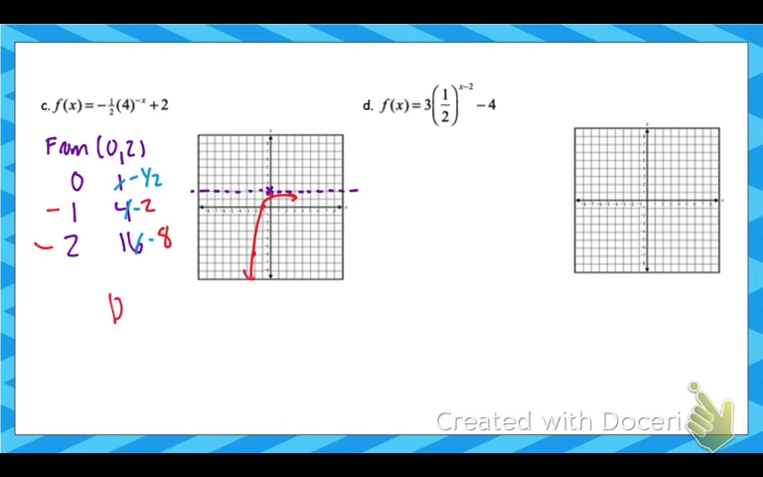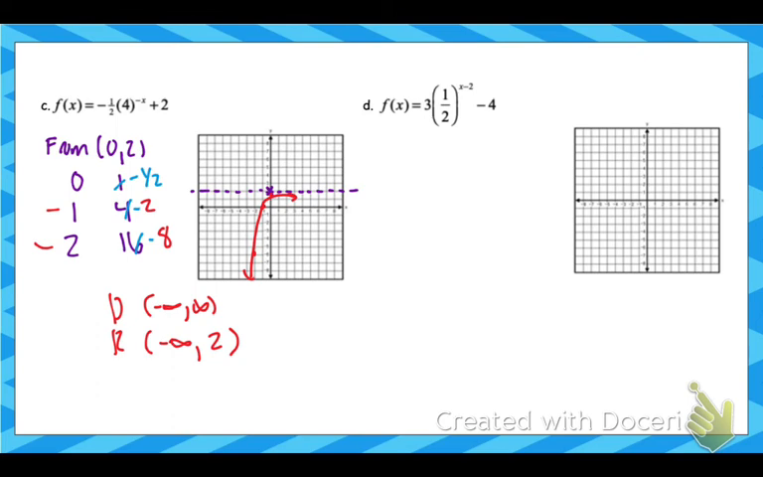Domain is from -infinity to infinity, and my range, almost wrote end behavior. Wow, guys, I'm struggling today. Lowest y value is -infinity, highest y value is 2. Again, it does have a parenthesis because it does not touch it, because there is an asymptote at that point.